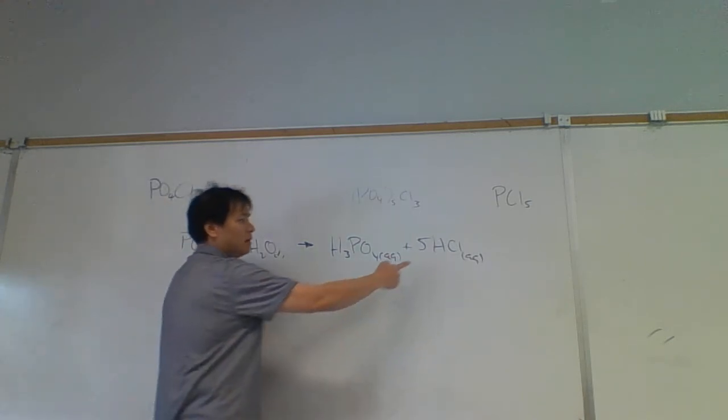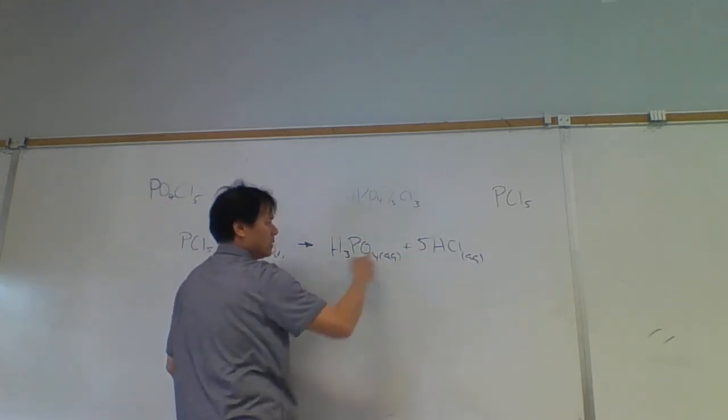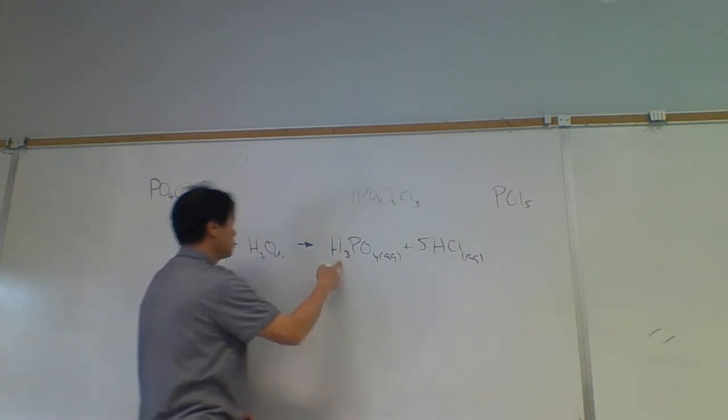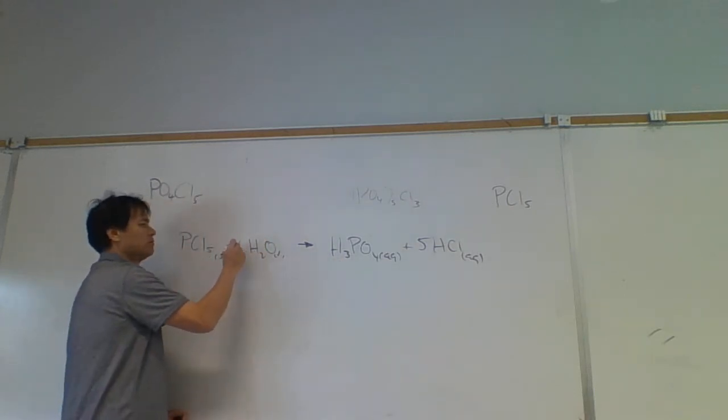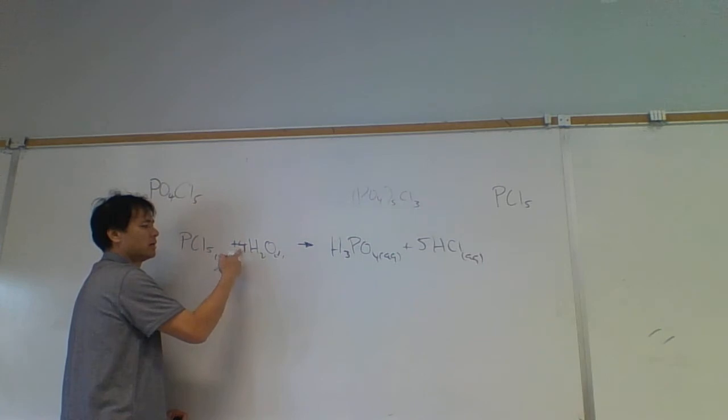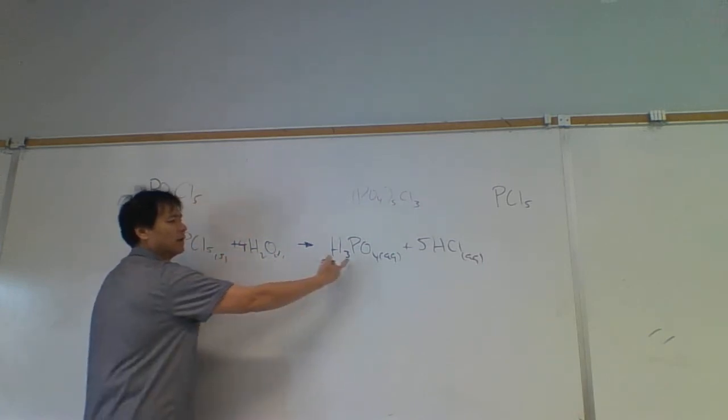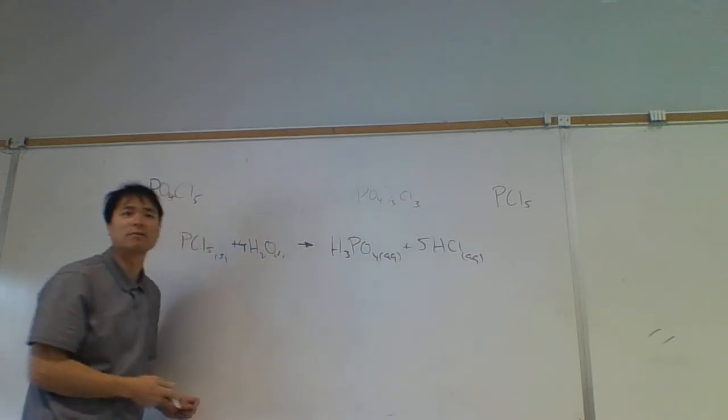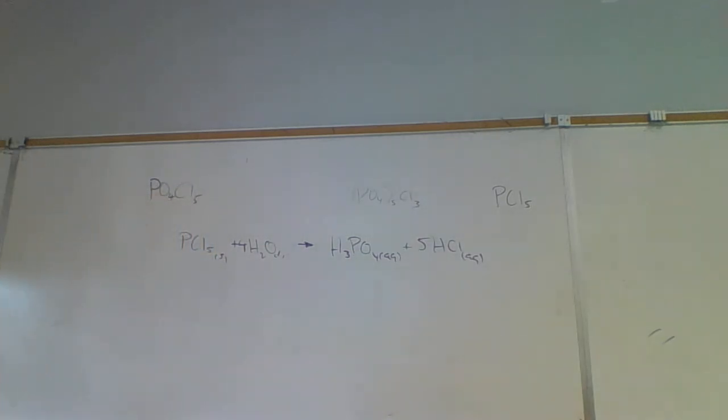Now let's count out the hydrogens. 5 hydrogens plus 3 hydrogens gives me 8 hydrogens. So if I do 4 H2O, hopefully it works out, so I get 8 hydrogens. That's going to give me how many oxygens? 4, and I have 4 oxygens, so this has worked out. Good. And 1 P, 5 Cl on both sides. So it worked out.